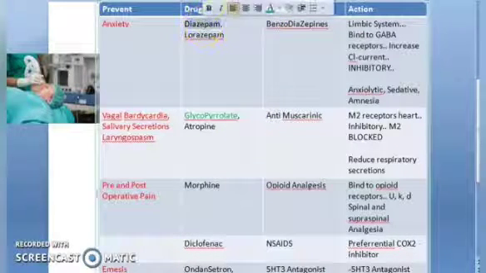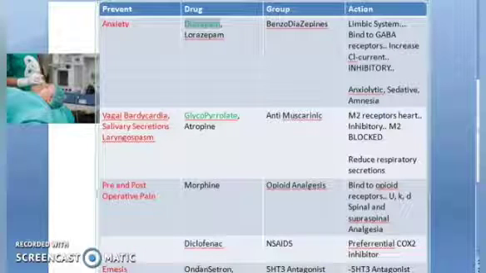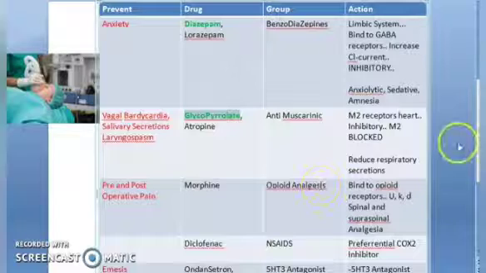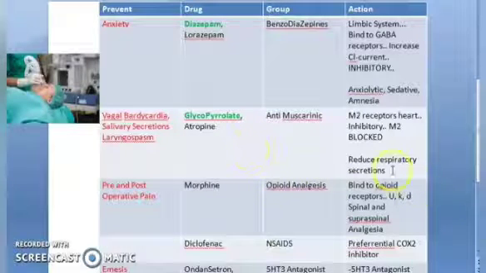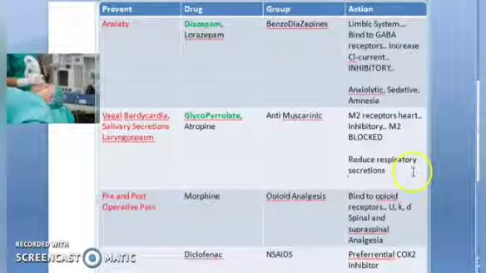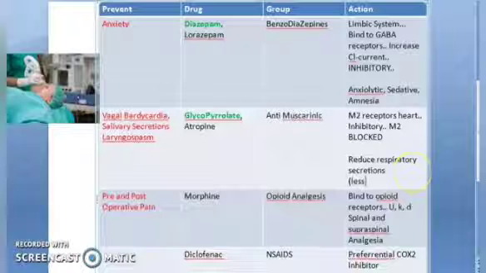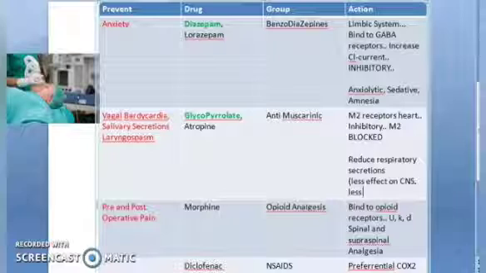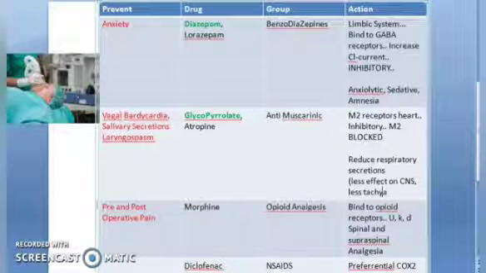Glycopyrrolate preferred, diazepam preferred. So these are your actual pre-anesthetic medications. Less effect on CNS and less tachycardia are the advantages.